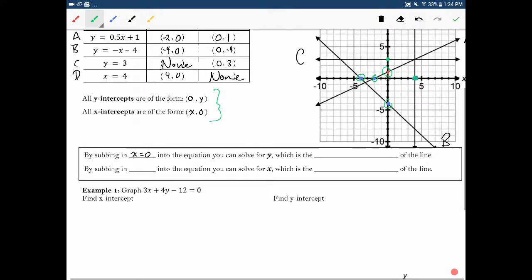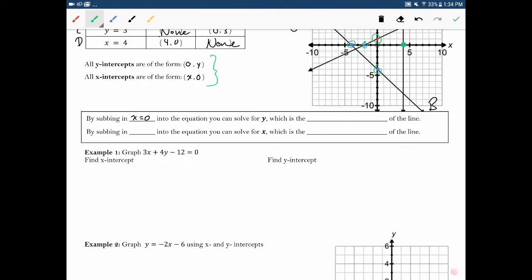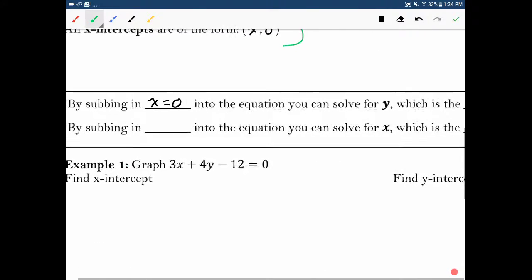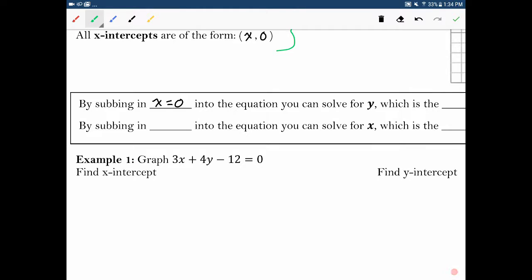I know you guys like graphing, but you like algebra even more. So we're going to talk about how we can find the intercepts using algebra, or using our computation skills. First we're going to find our y-intercept. The nice thing about this is that it works pretty well with standard form. If you get an equation in standard form, sometimes this is just an easier way to graph it.